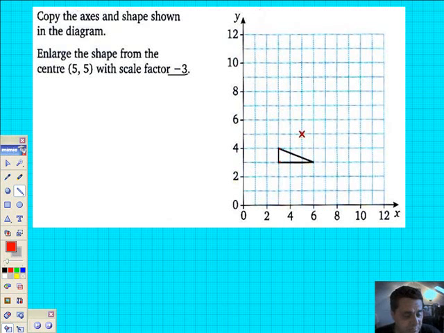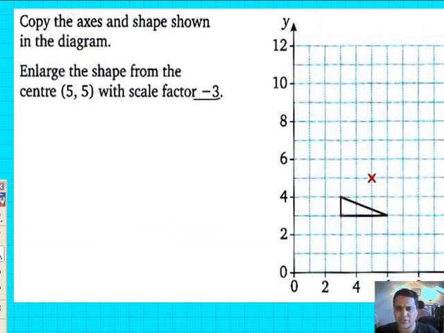Okay, section 14.3 on page 200 deals with negative scale factors. Now, this is question 1, it's grade A. This section's all grade A anyway. I've now got to enlarge the shape there, it's a triangle clearly, using centre 5, 5. There's 5, 5, the coordinate there, that's the centre of enlargement.